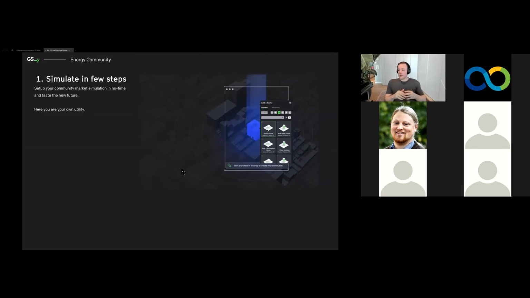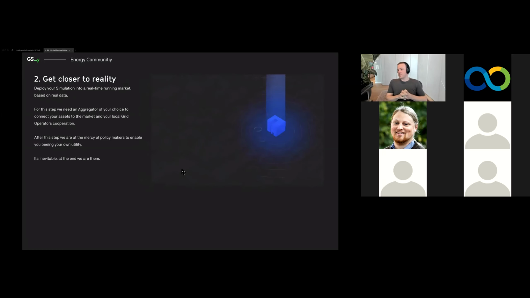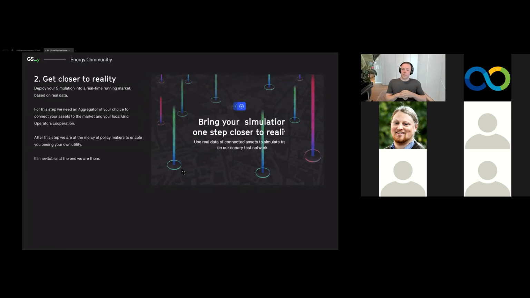Now, once you have done this, the next step is you want to come closer to reality. And this is something that we call the canary network, where after the simulation, which is theoretical, we work with a number of aggregators together. You as a community might already have an aggregator. So once you have run a simulation and you want to say, this is what I want, because everything starts to make sense commercially.